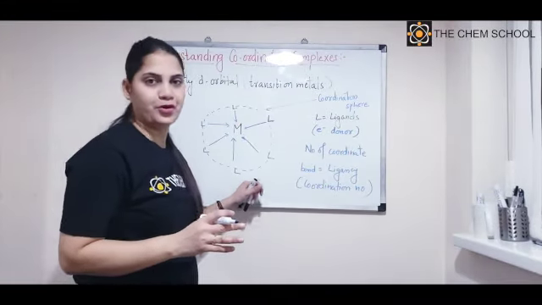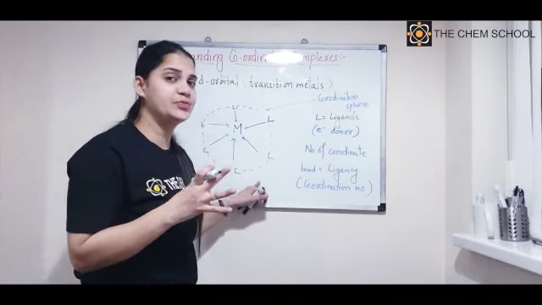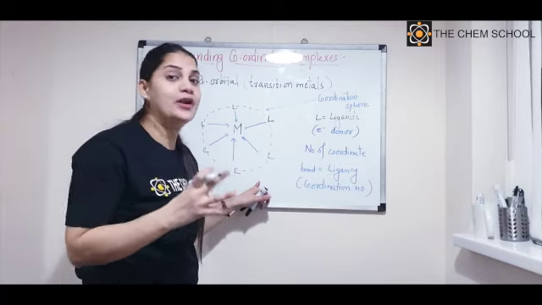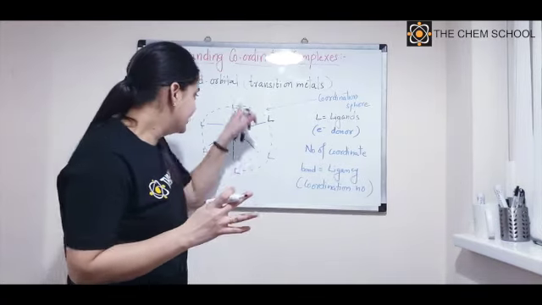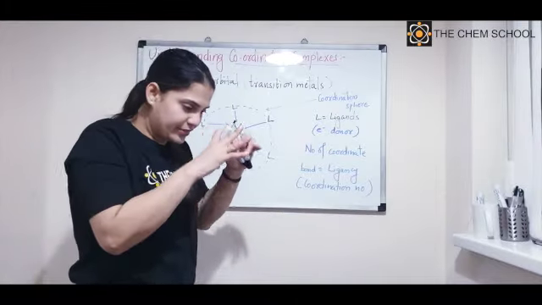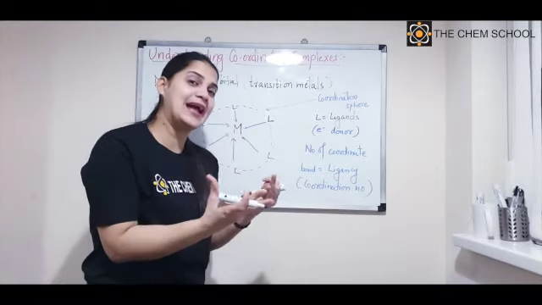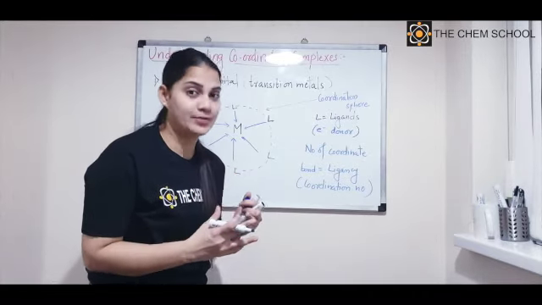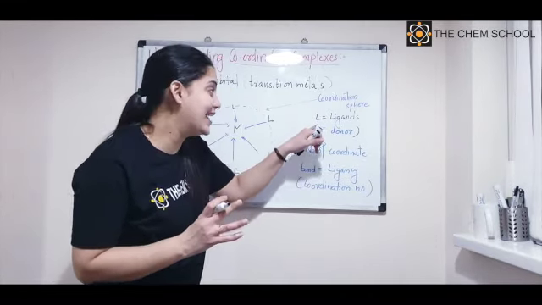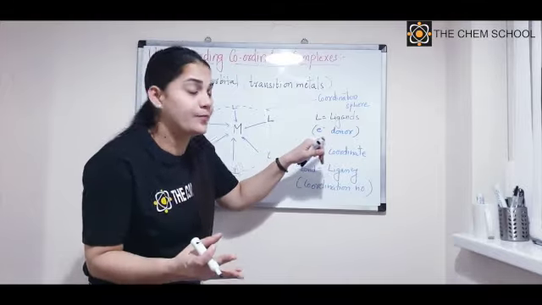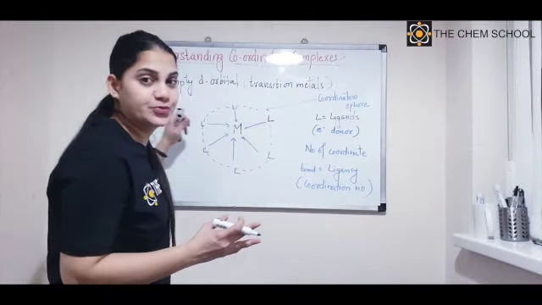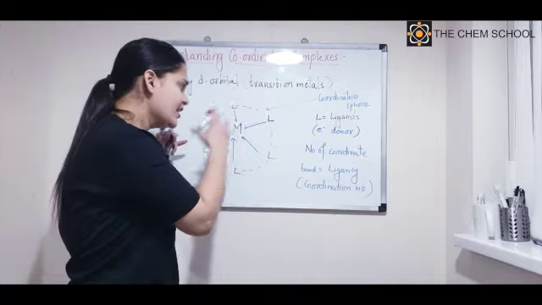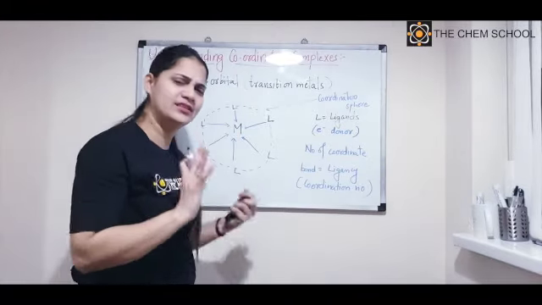And this is important. Why? Because this coordination sphere will decide the geometry of the metal complex. I repeat, the way by which the ligands are attached to the metal will decide the geometry of the complex. Is this clear? So the ligands in the coordination sphere decide the geometry of the complex.